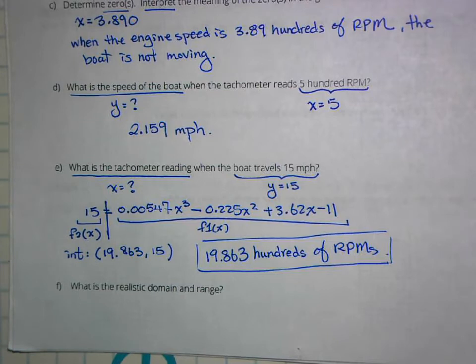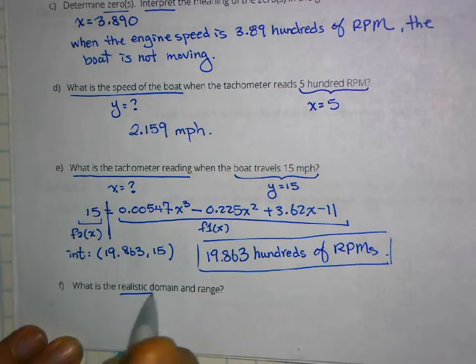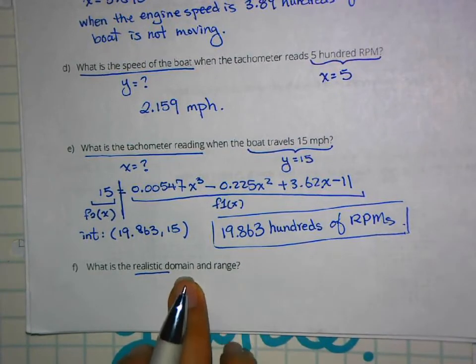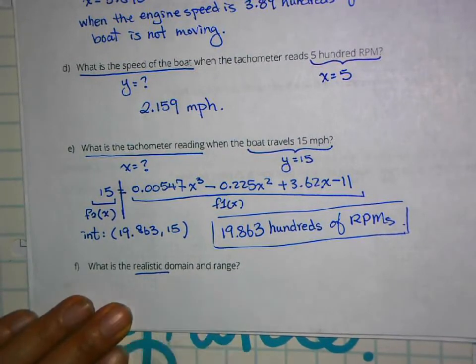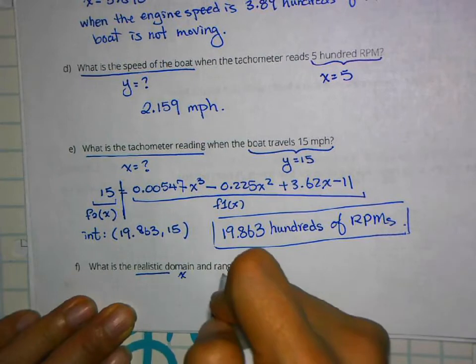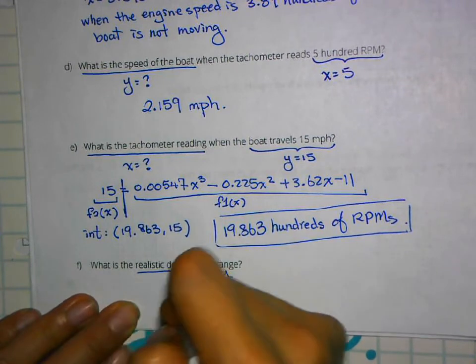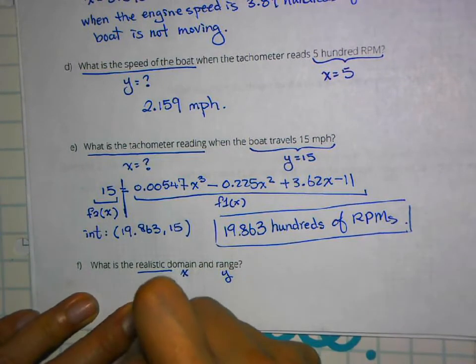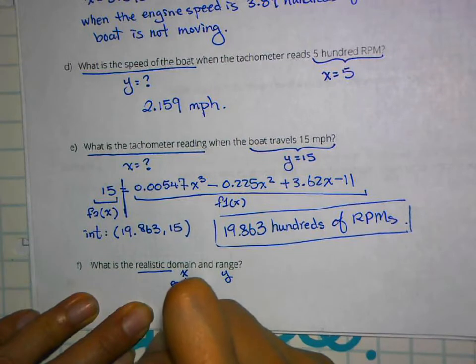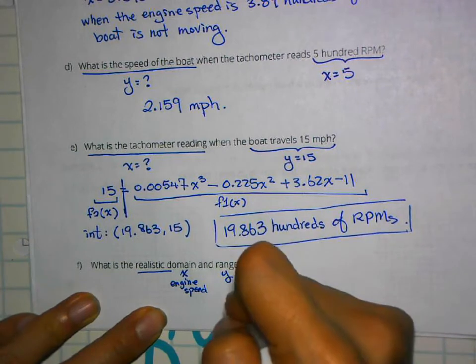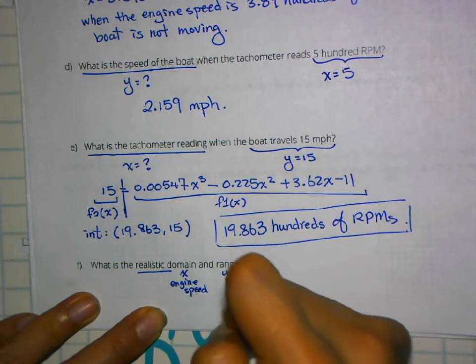Now, here's the next thing. What is a realistic domain and range? If you look at your graph, remember that domain is your x, range is your s of x, or your y. Remember that for domain, you're talking about engine speed. Remember for the range, for the y, you're talking about the boat speed.